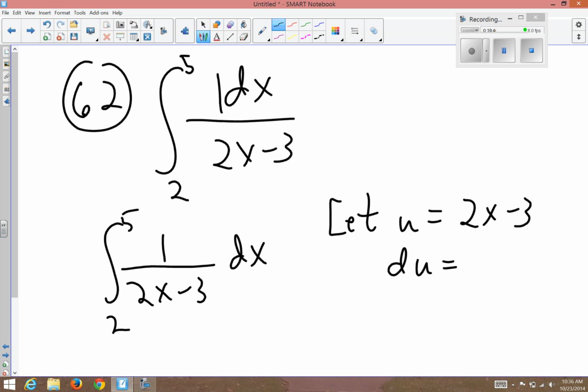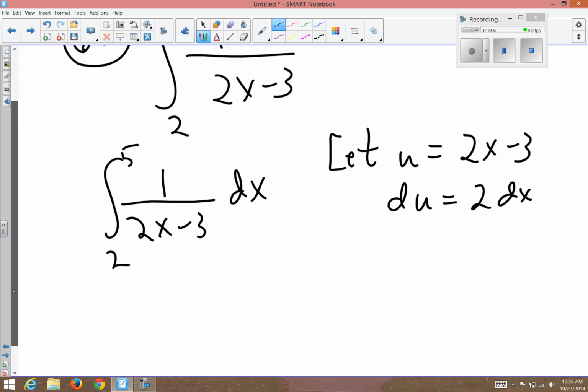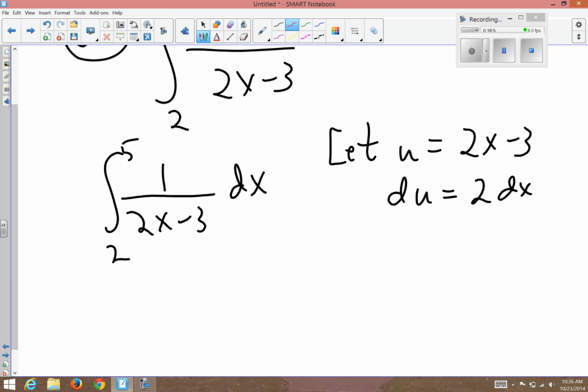du, the derivative of this is going to be 2. I'm going to stick a dx here. Skip this step. Don't we wish this said 2 dx? That's what we wish. It says dx, we wish it said 2 dx. Abracadabra. We can write that 2 there as long as we also put a 1/2 in. We now have 1/2 of the integral 1 over, what does 2x minus 3 equal?